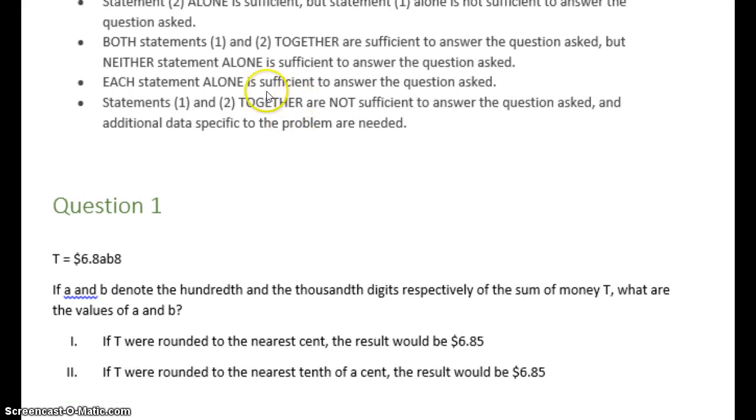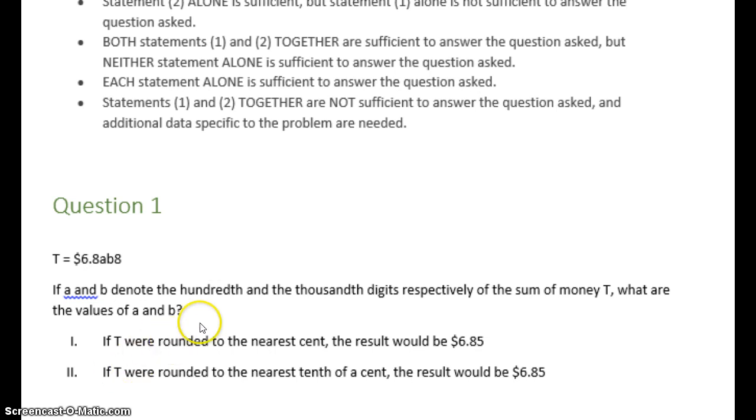Let's see what this tells us. T is equal to $6.8AB8. Now this AB8 is cents, okay? So we have basically $6.80 something cents, which the person giving the question has not told us. He has given us some clues. If A and B denote the hundredth and the thousandth digits respectively of the sum of money T, what are the values of A and B? Great.